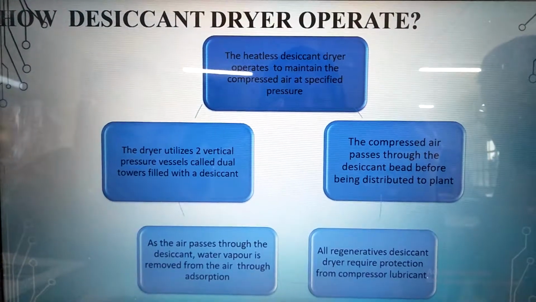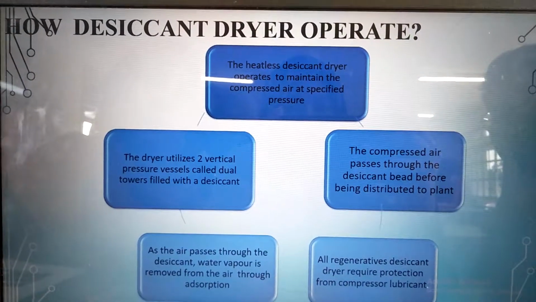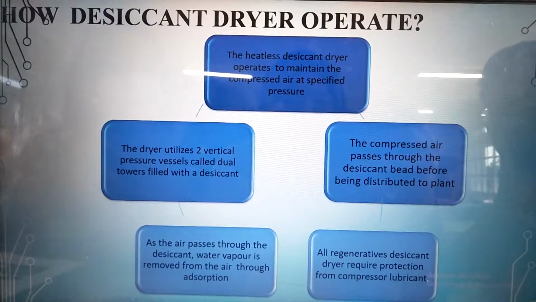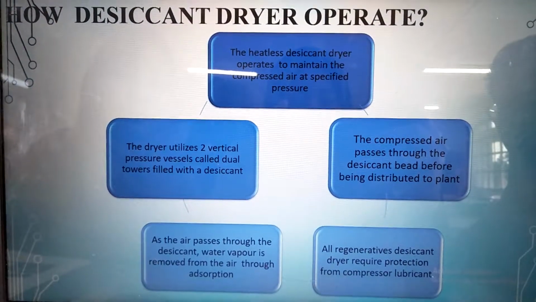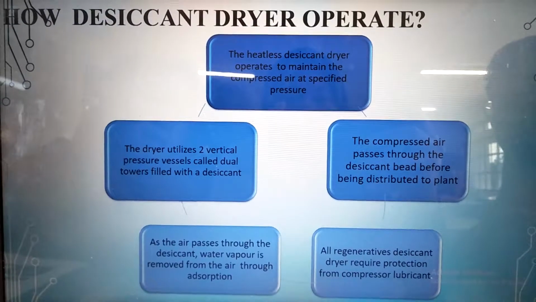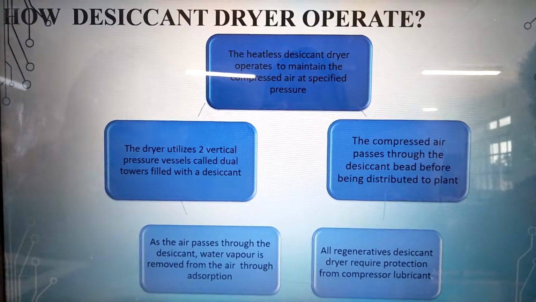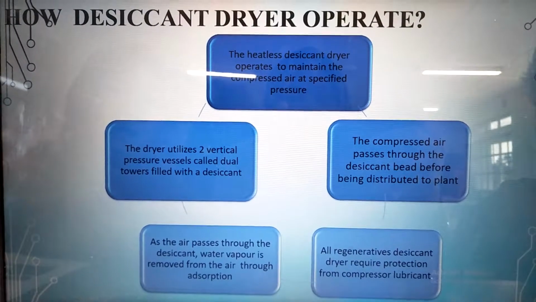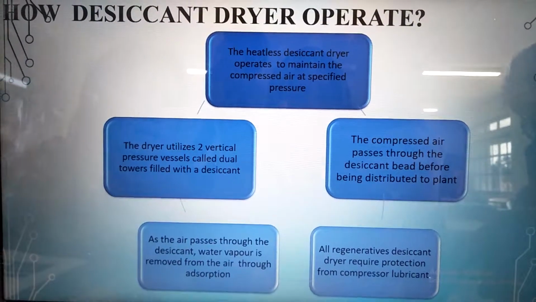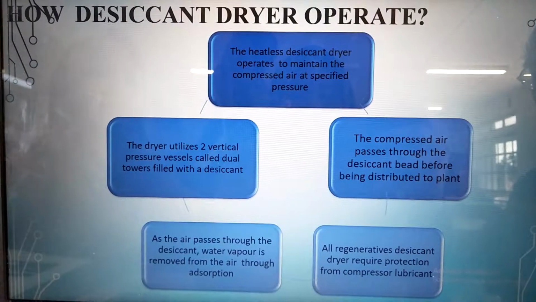How does a desiccant dryer operate? The heatless desiccant dryer operates to maintain the compressed air at a specified pressure. The dryer utilizes two vertical pressure vessels called dual towers filled with a desiccant. The compressed air passes through the desiccant bed before being distributed to the plant. As the air passes through the desiccant, water vapor is removed from the air through adsorption. All regenerative desiccant dryers require protection from compressor lubricant.